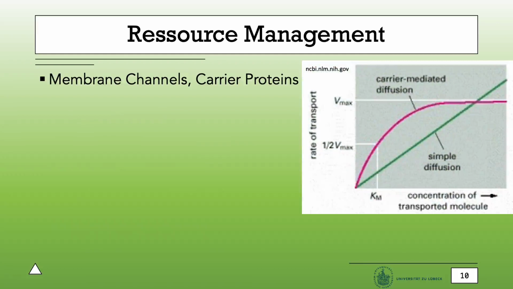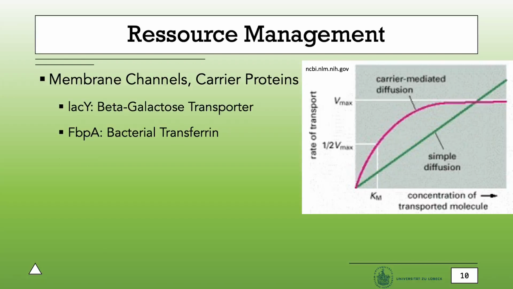Here we can see that the use of carrier proteins has a clear advantage in settings of low or medium nutrient concentration. At high concentrations, the carrier proteins become saturated, but until then, even a relatively small amount of carrier proteins can facilitate the uptake of a much larger amount of nutrients than simple diffusion could. Examples for channels and carrier proteins in bacteria include the beta-galactoside permease, one of the proteins under control of the Lac operon and encoded by the gene lacY in E. coli. FbpA, or ferric binding protein A, is a transferrin protein from Neisseria gonorrhoeae, which shuttles iron from human lactoferrin carrier proteins into the bacterium, and is a virulence factor.